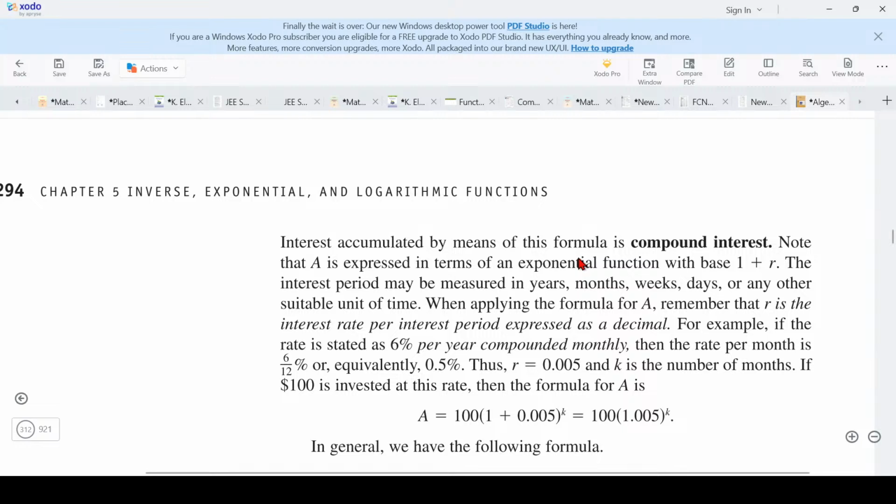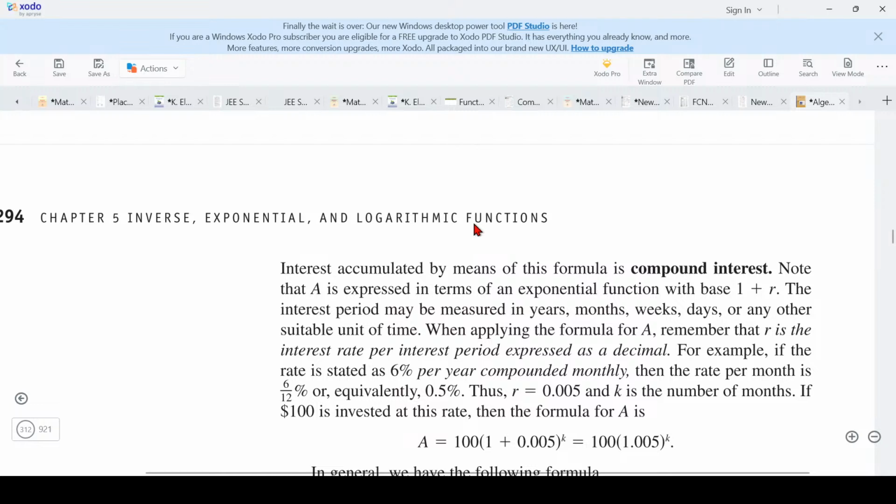In compound interest, there are other types also. Sometimes you say that the interest is compounded monthly or compounded annually. Did you hear these words? Compounded monthly, compounded annually, etc. No, sir. Okay, I'll give you an example.